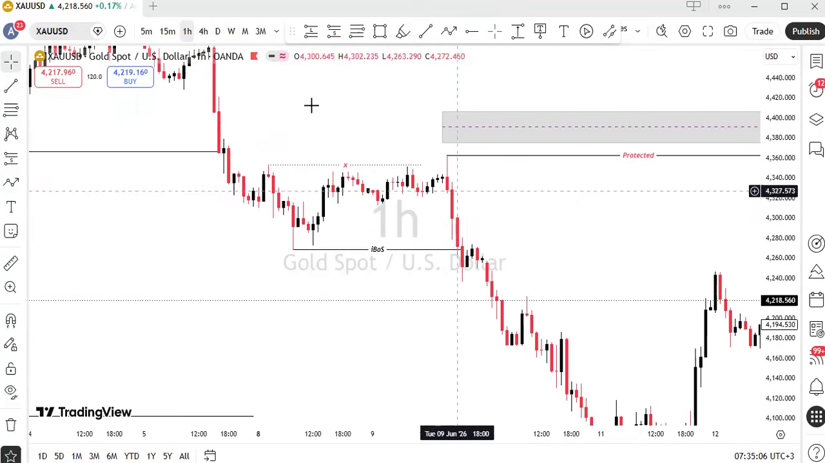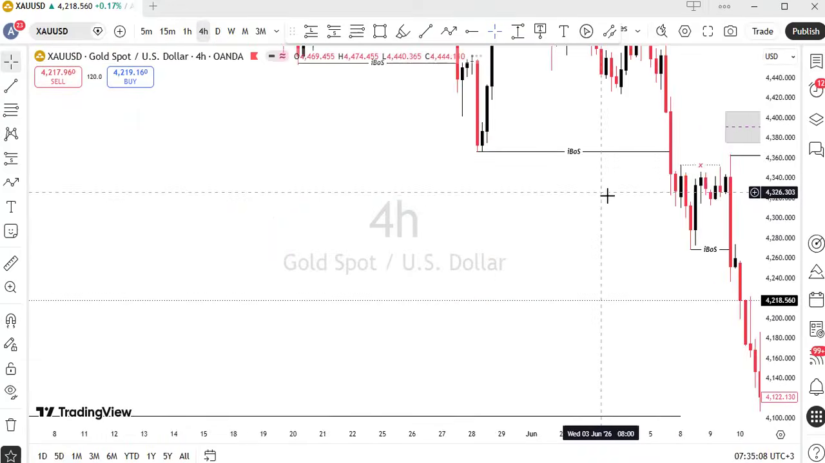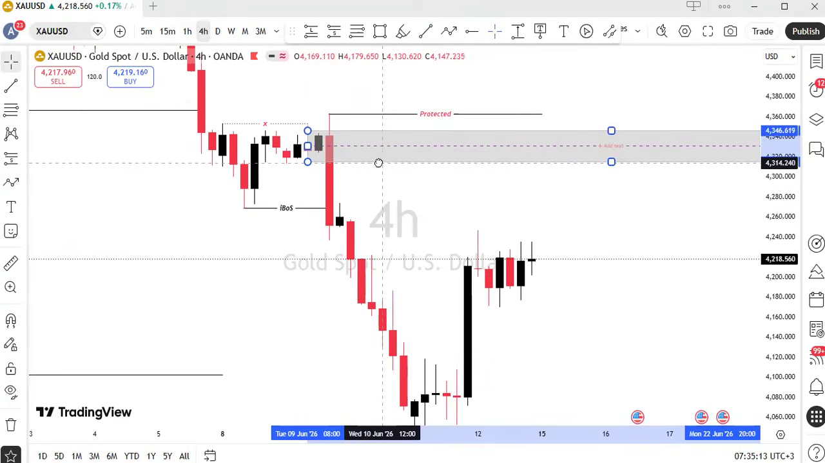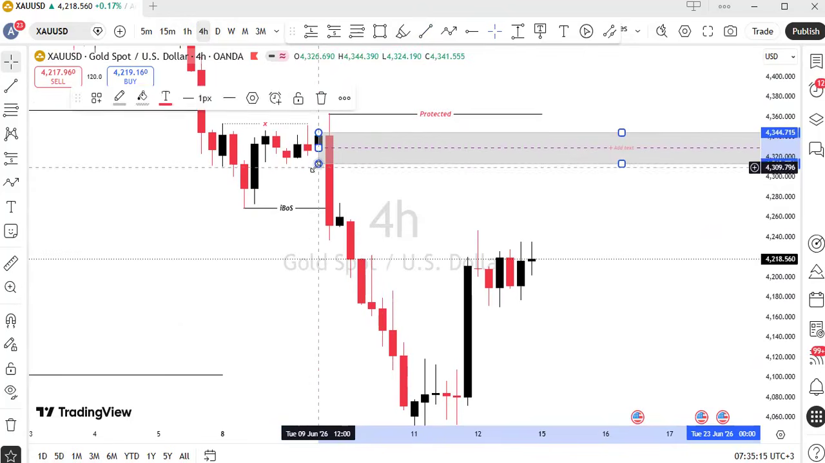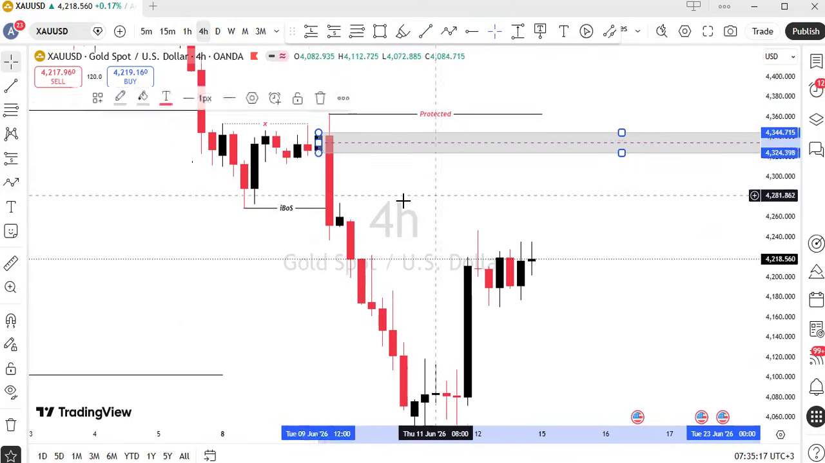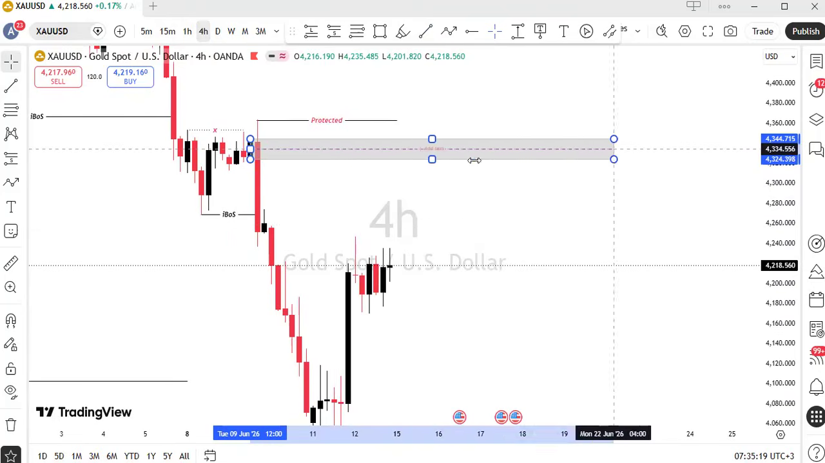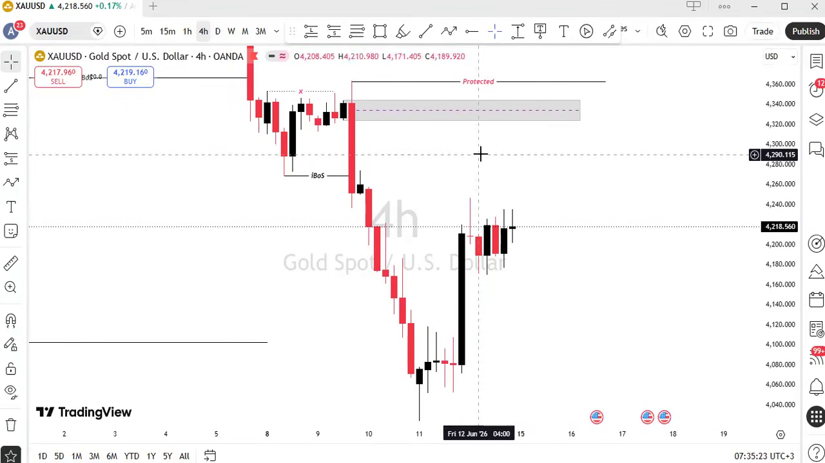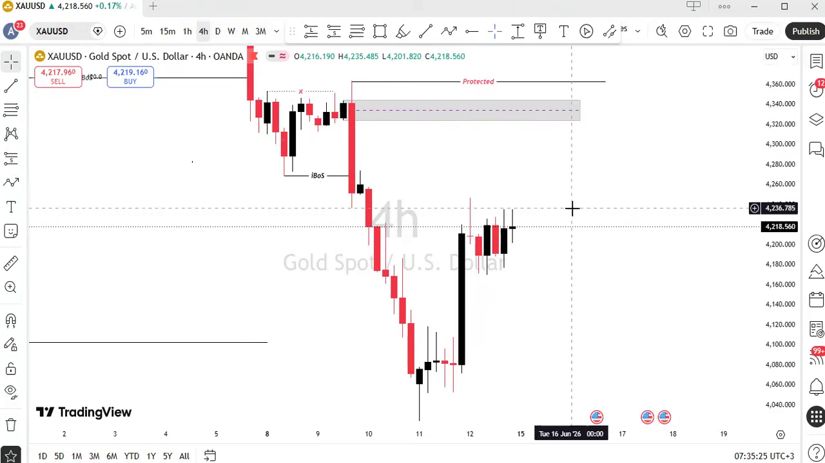So how do I identify my point of interest? Let me go to the 4 hour first and mark my point of interest from that time frame. So at the 4 hour time frame, I have this one as my point of interest. So this is what I'll be watching, guys. I'll be watching the market from this area. This is where I'll be waiting for gold to come to.